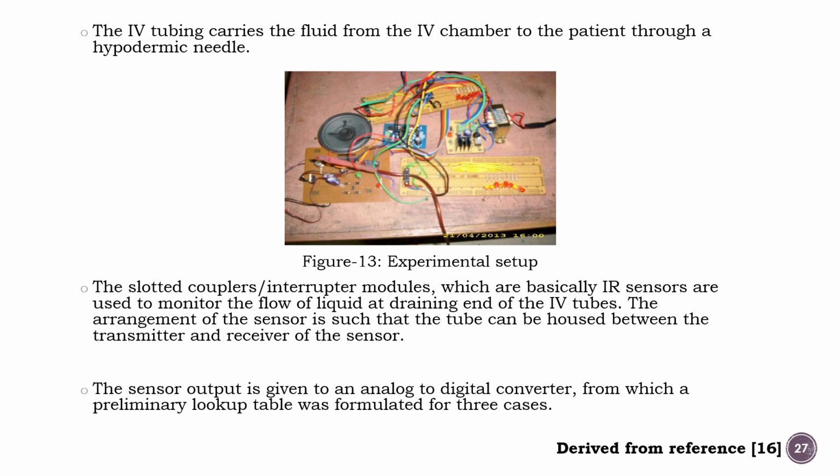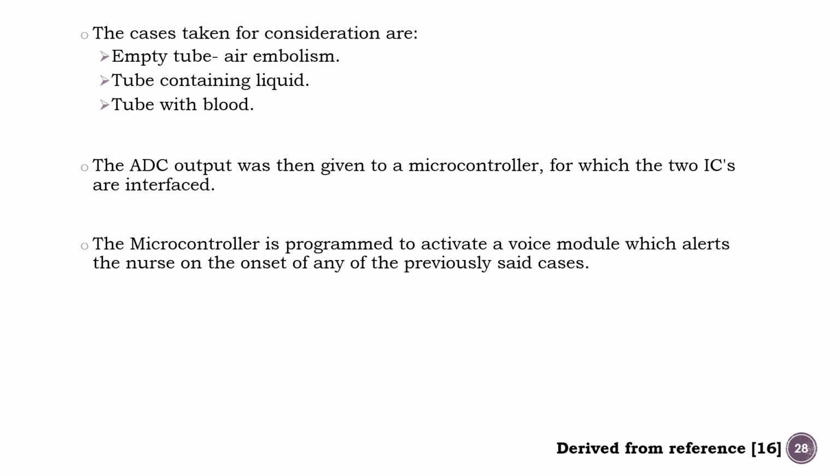The flow of liquid at the end of IV tubes is monitored using IR sensors. The sensor is designed in such a way that the tube can be accommodated between the sensor's transmitter and receiver. The sensor output is given to an analog to digital converter, based on which a preliminary lookup table was formed for 3 cases. The following cases are being considered: an empty tube, which indicates an air embolism; a tube containing liquid; and a tube with blood.